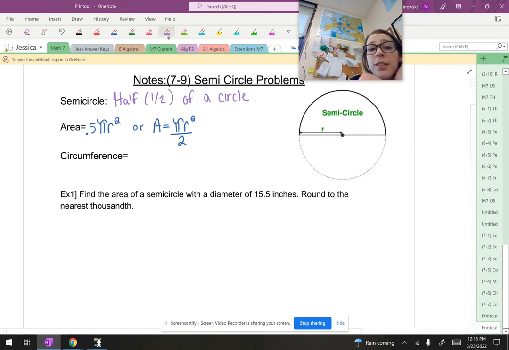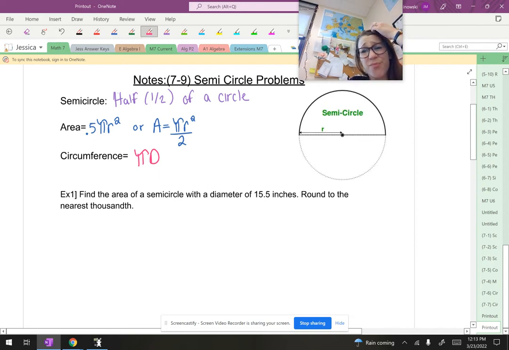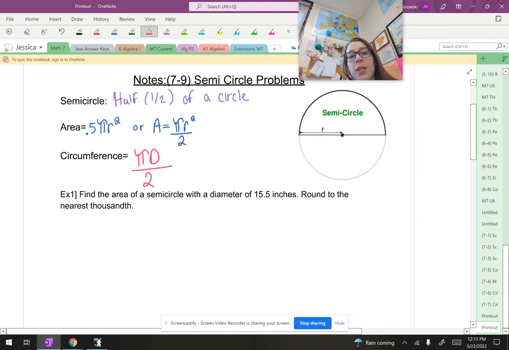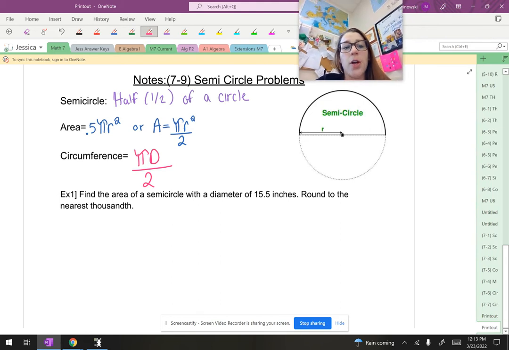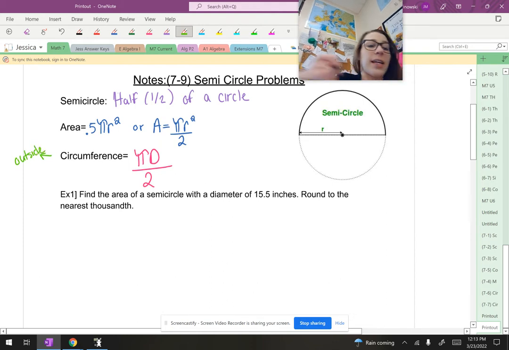And circumference is a little tricky. We are still going to be using our circumference formula of C equals pi times D. And we are going to need to divide that by 2 because, again, we're dealing with a semicircle. But now something sketchy happens here. Talking about that circumference, remember that circumference is that outside length.